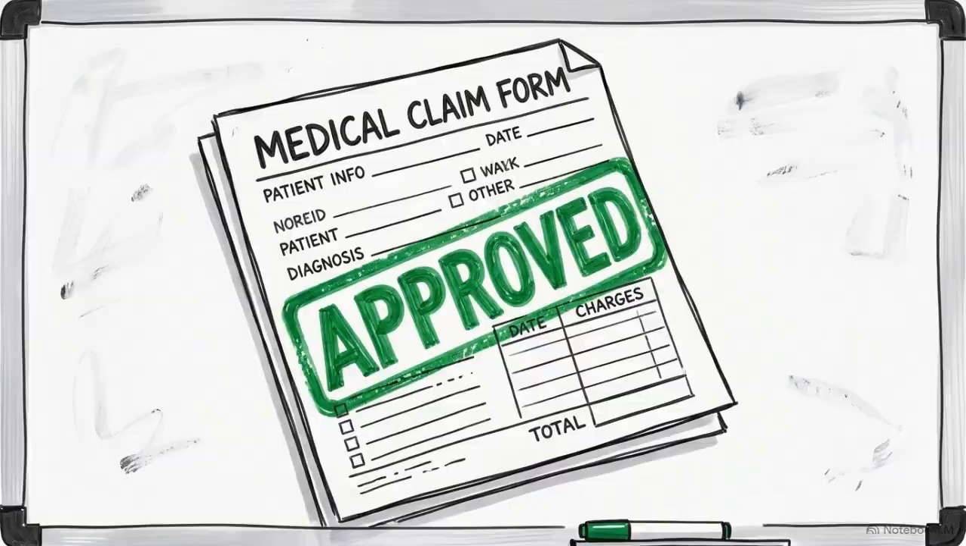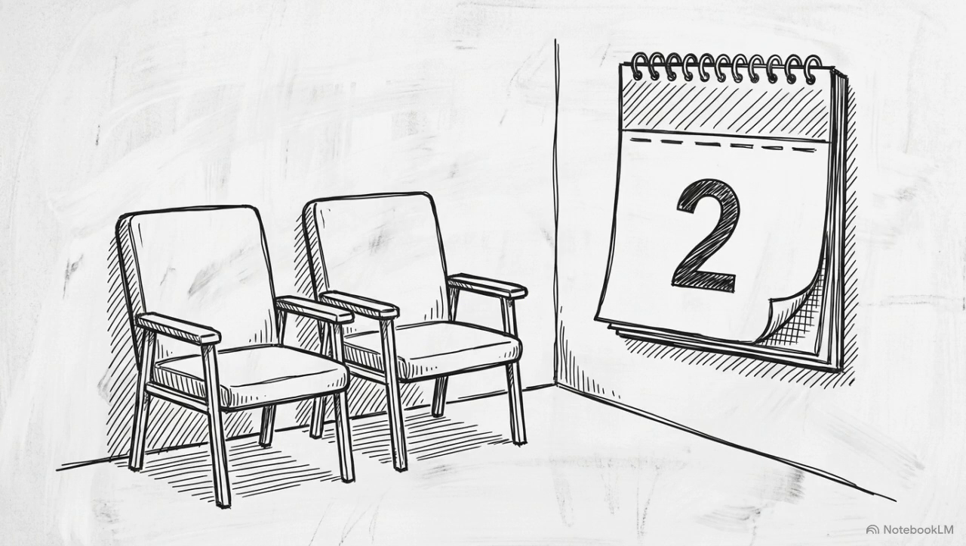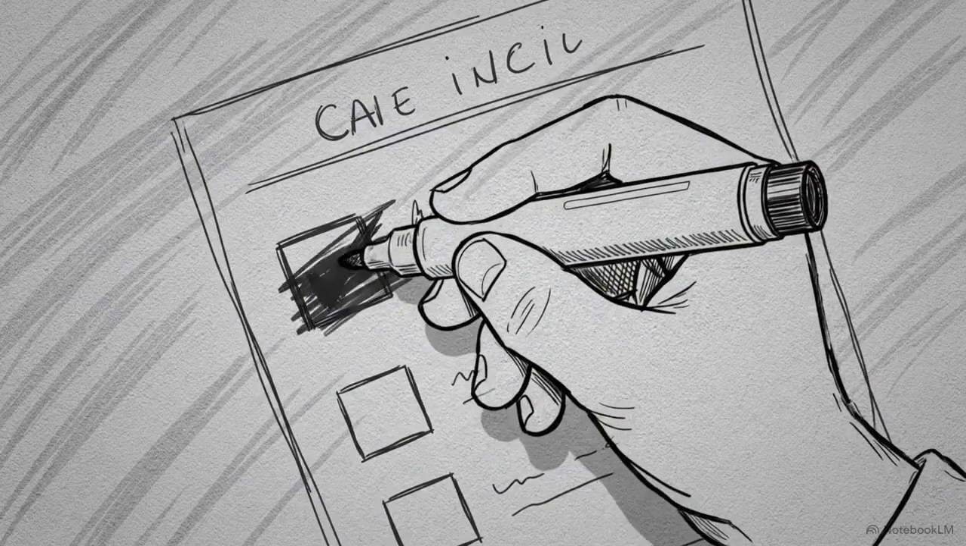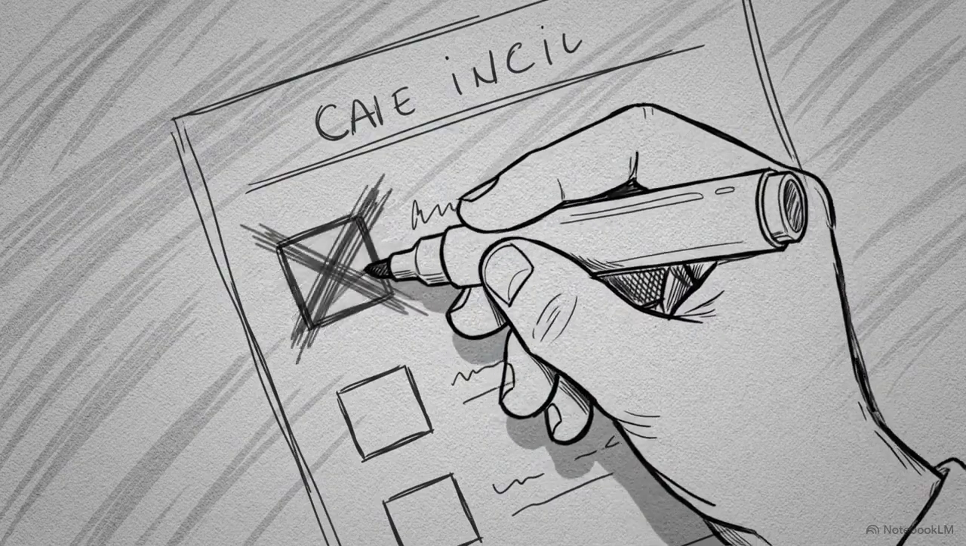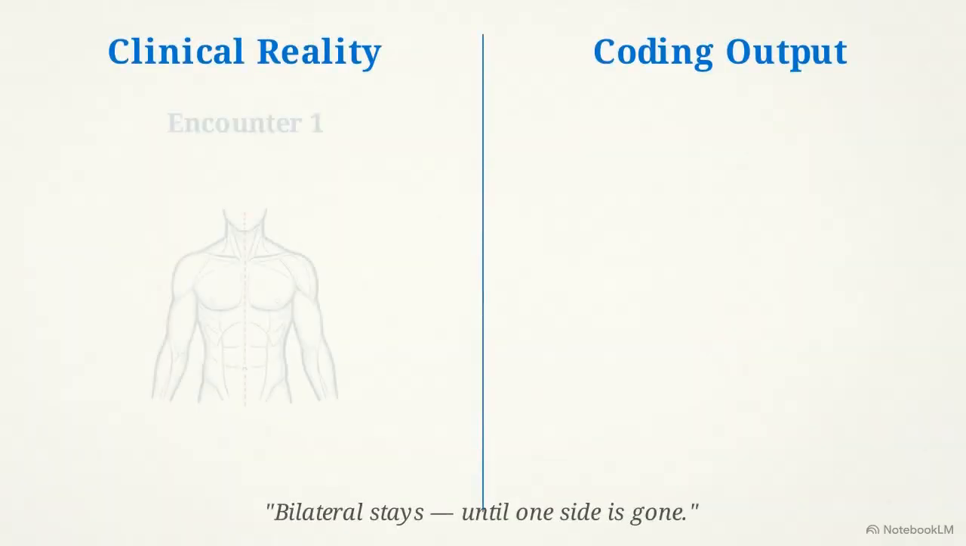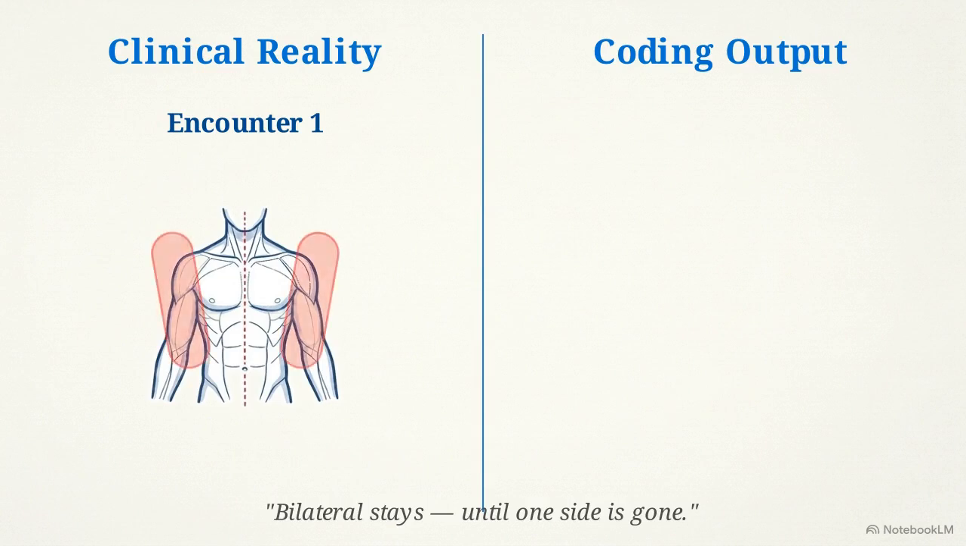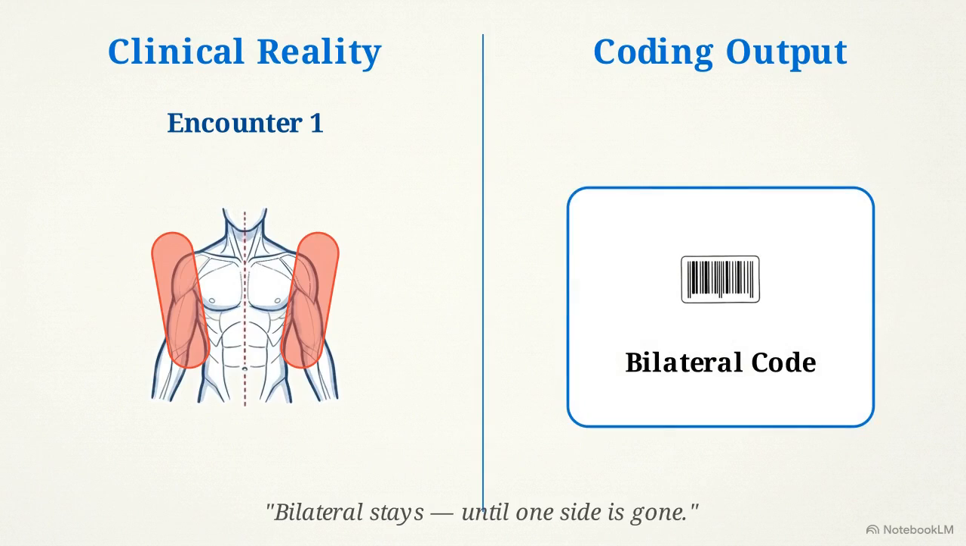from the claim. Coding accuracy must also be maintained over time as a patient returns for follow-up care. Laterality is highly dynamic. The correct code during the first visit may be incorrect by the second visit. Consider a patient who presents with a bilateral condition, something affecting both arms. According to point 4, if the condition is present on both sides, you assign the bilateral code. This rule holds true even if the doctor only treats one of those sides during the visit. The bilateral code reflects the patient's current state, not just the focus of the procedure.